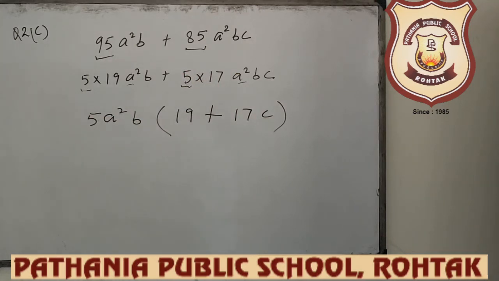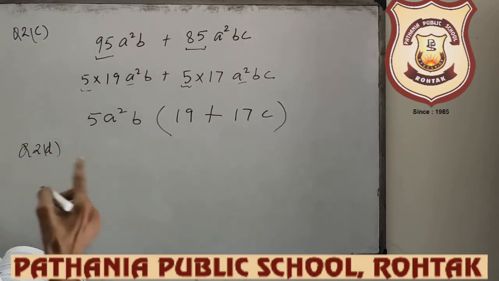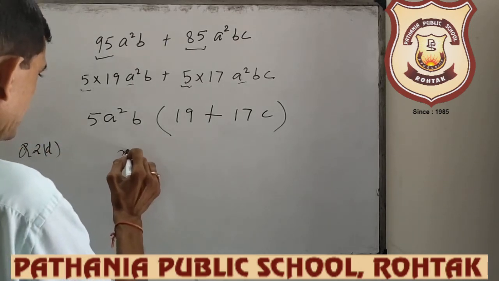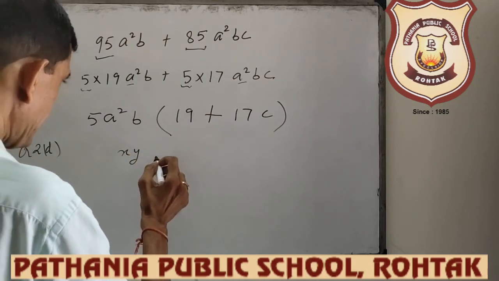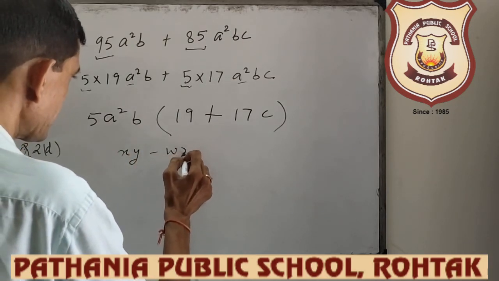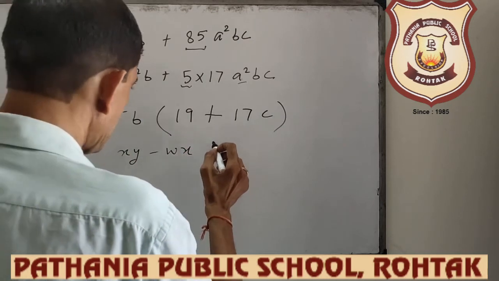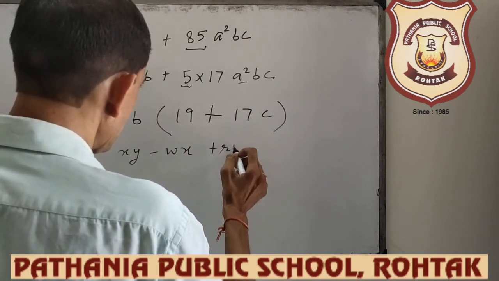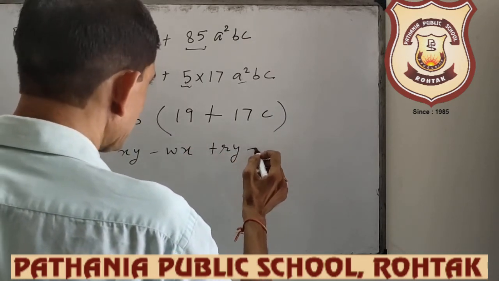In the same way, next part is also there. I would like to solve this also, just like x, y. Question number 2, d part. What is it? X y minus wx plus ry minus rw.